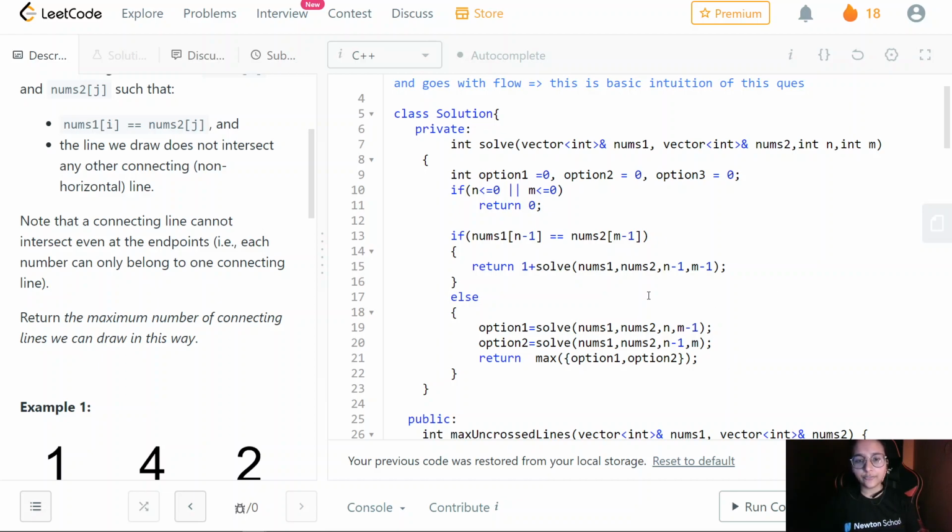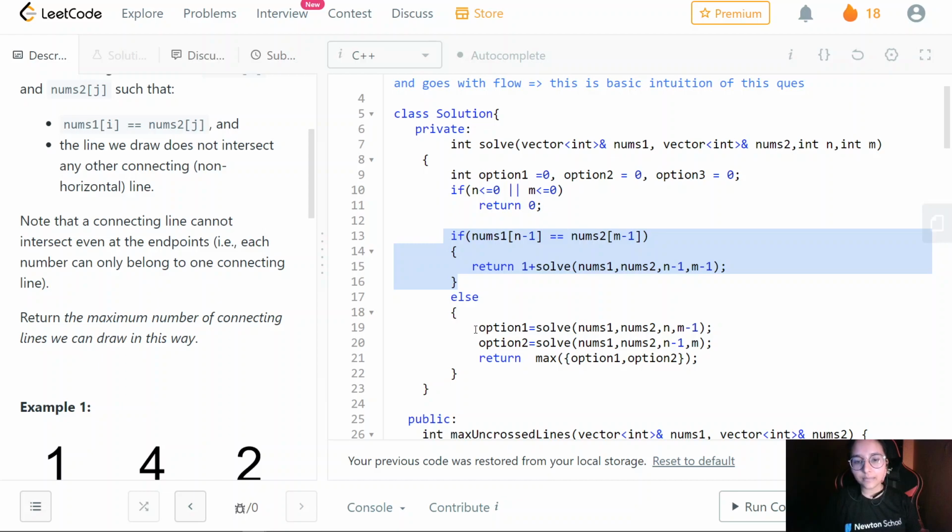And then here first I have taken the base case, that is n is less than or equal to 0 or m is less than or equal to 0, then we will be returning 0, because if either of them gets exhausted, right, then in that particular scenario we are required to return 0. And the next part is that if both of them are equal, then we will be returning 1 plus solve of nums1, nums2, n minus 1, m minus 1. Basically we have selected because both of them are equal, and then we will be moving ahead with the others.